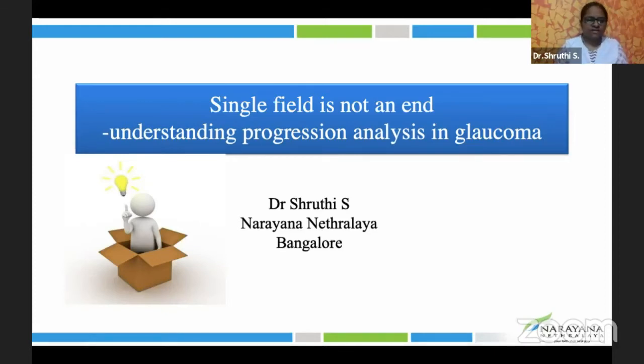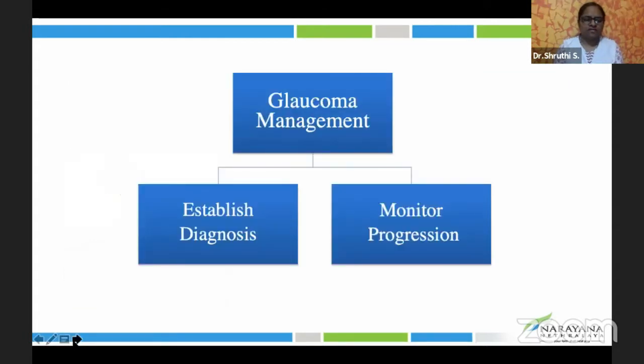So today I'm going to speak about the progression analysis. Back to the Humphrey's. From Octopus, we are coming back to the Humphrey's progression. So glaucoma is a blinding disease, as we know. It's a silent, slowly progressive disease. So establishing the diagnosis and monitoring the progression is important.